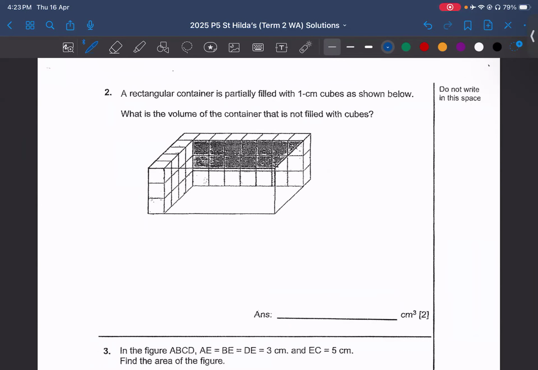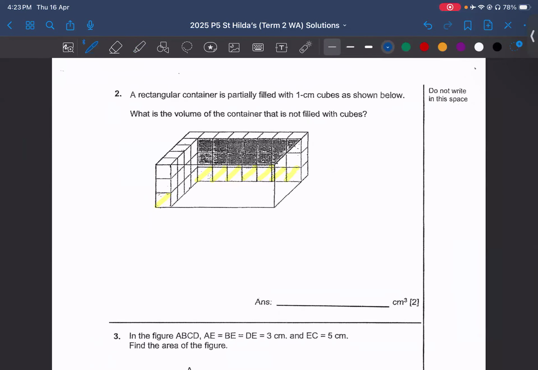So in this case, to figure out the dimension of this container, we count how many cubes are along the length, along the breadth, and along the height. To find how many cubes are along the length, you can count, which is 1, 2, 3, 4, 5, 6, 7, 8. So there's 8 cubes along the length. So you have 8 cubes, which is 8 cm along the length.